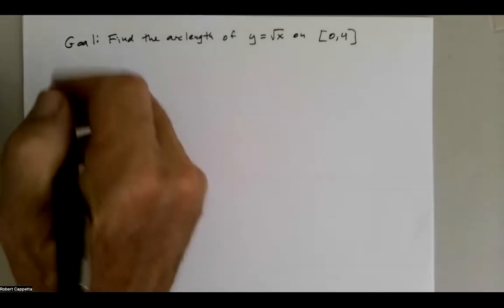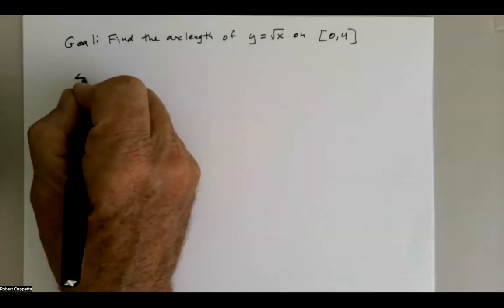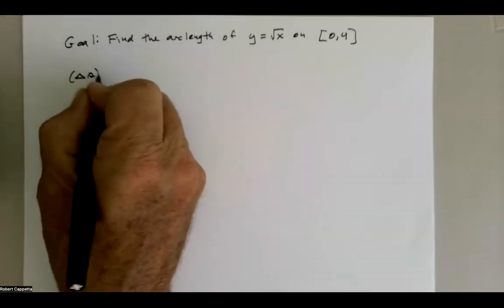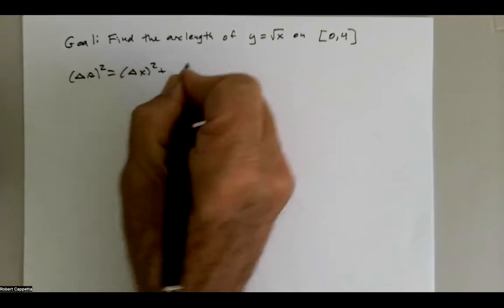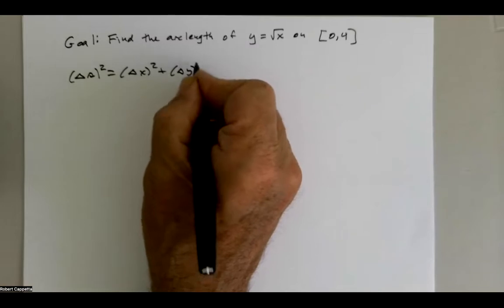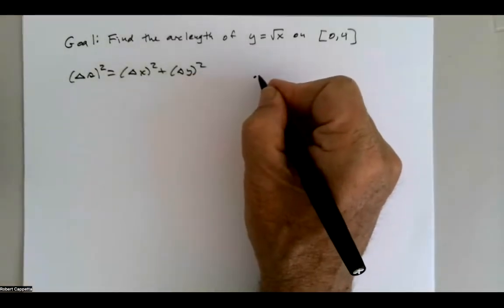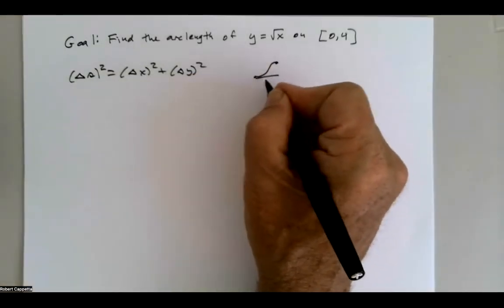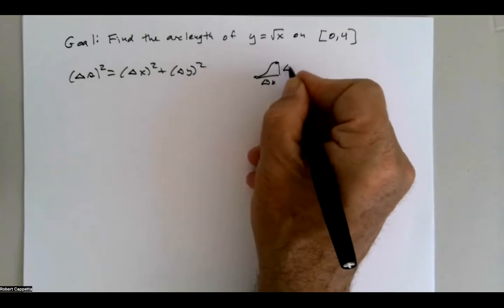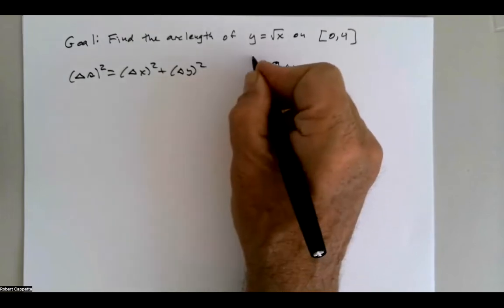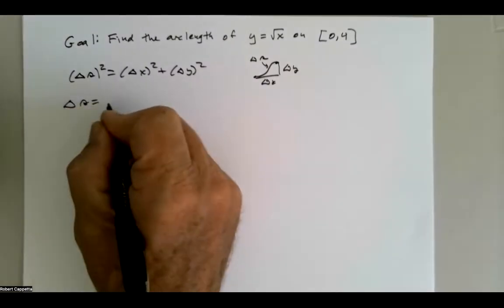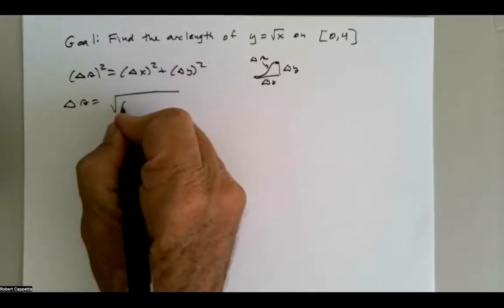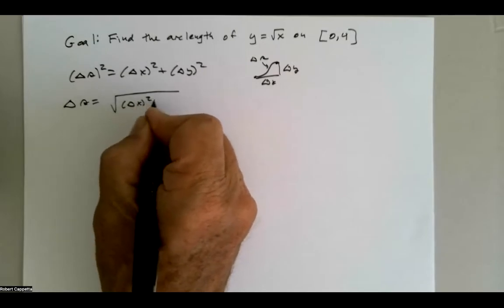Just a quick reminder, remember the change in arc length squared should be the change in x squared plus the change in y squared with Pythagoras if we're dealing with a small curve like this, right? Change in x, change in y, and that's change in s. So change in s with Pythagoras is the square root of the change in x squared plus the change in y squared.